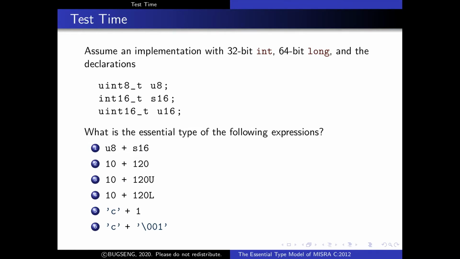Okay, let us continue with the next poll. Here is the second one.